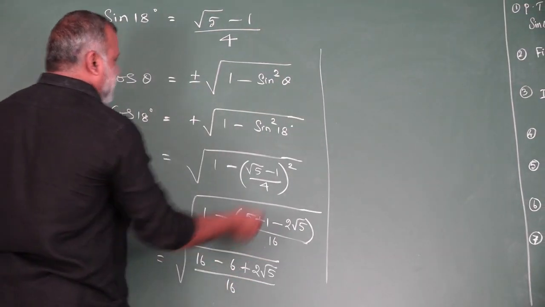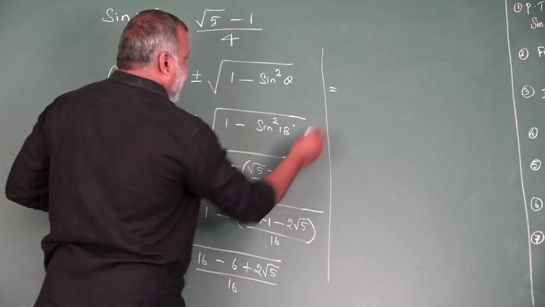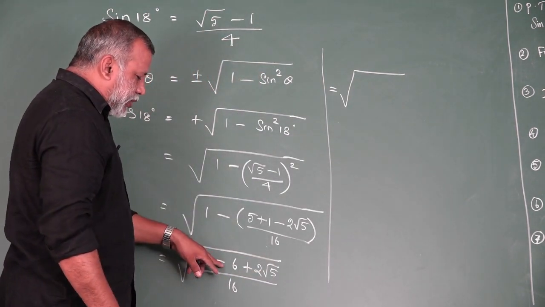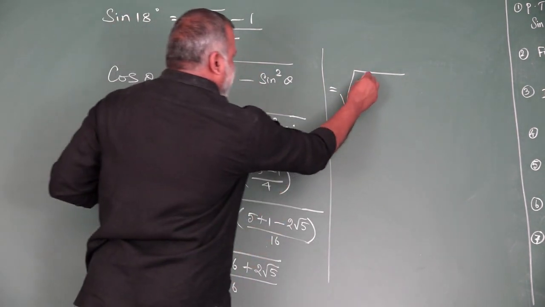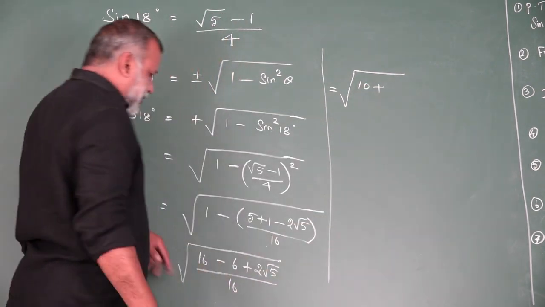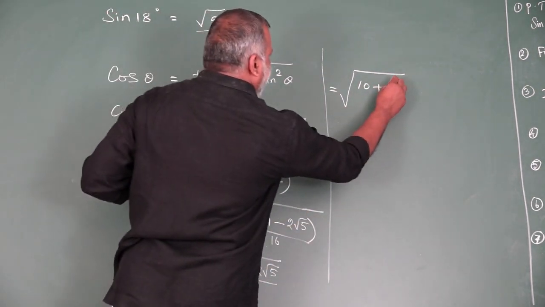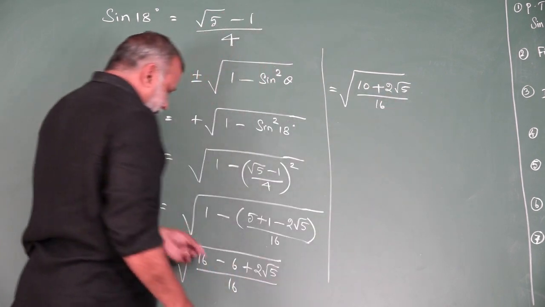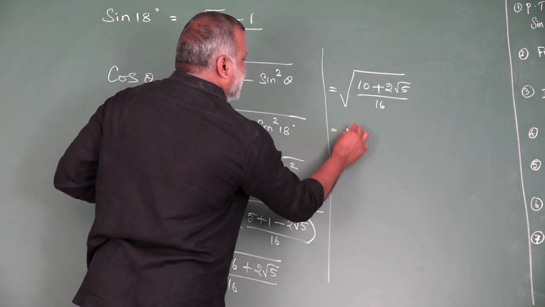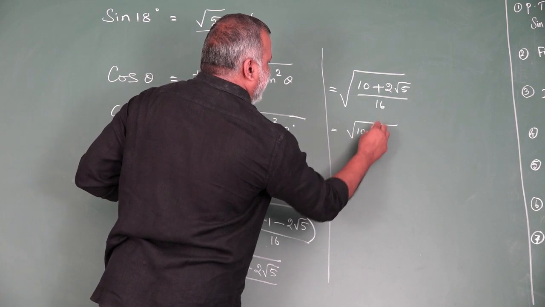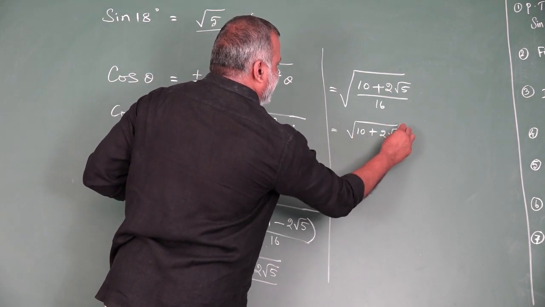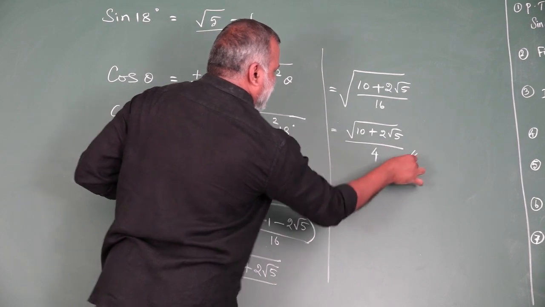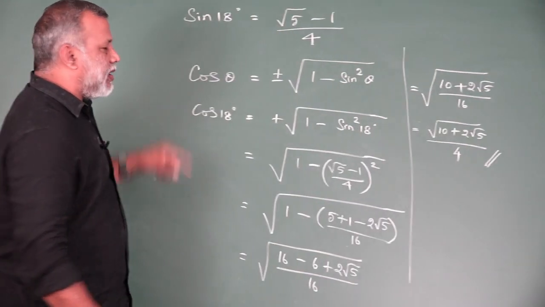Now again we are able to simplify. Here the square root of 16 is positive. Again, one more 6 negative, we get 10 plus 2 root 5 divided by 16. Again it can be simplified like this: square root of 10 plus 2 root 5. We can take the square root of 16 as 4. This is the value of cos 18.